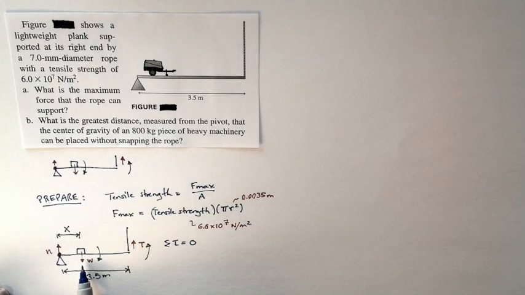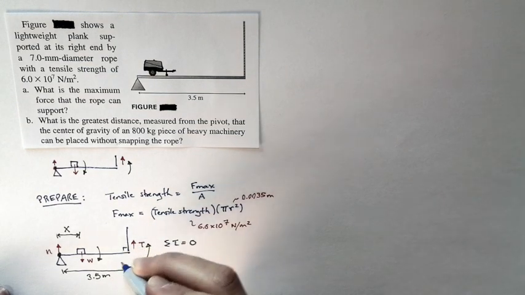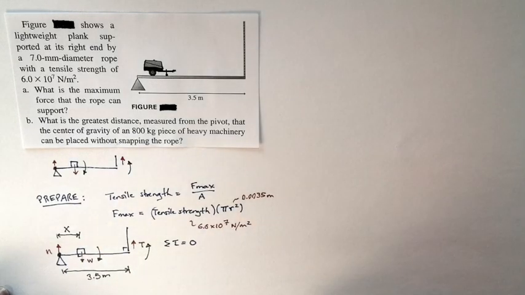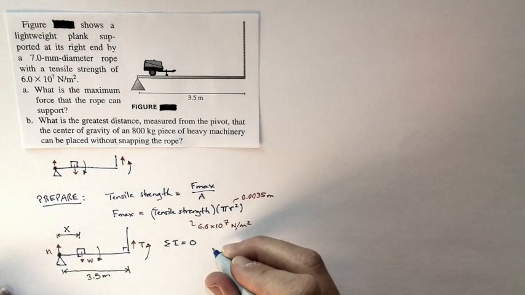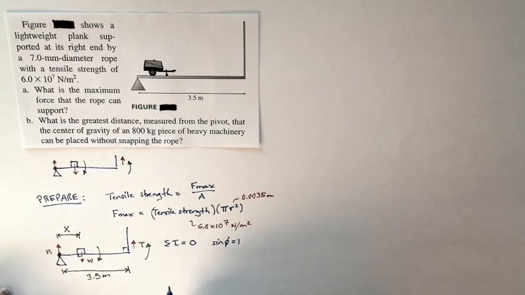This torque due to the weight is equal to the torque due to the tension, and we'll just consider magnitudes. Now both of the forces act at a right angle to the plank, so our sine phi factors in the torque equations both turn into 1. And so our torque equation just looks like this. The torque due to this force is equal to the torque due to this one.